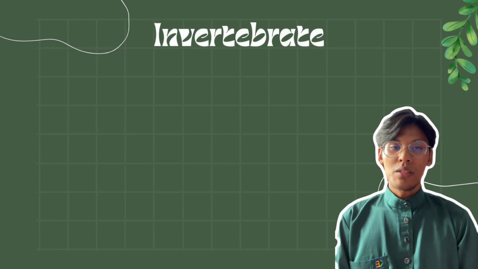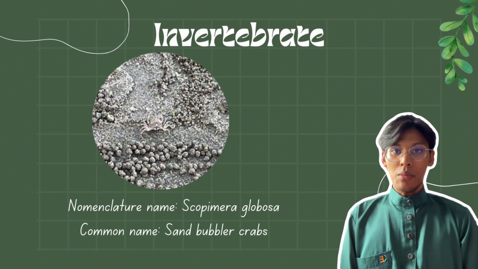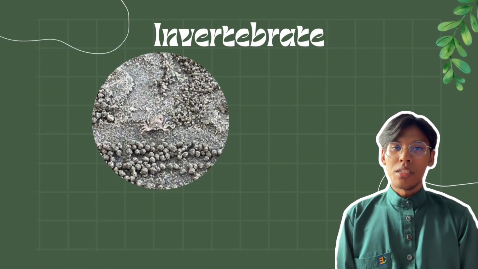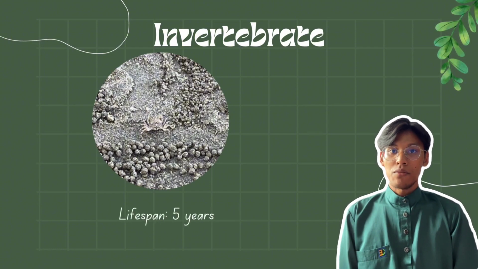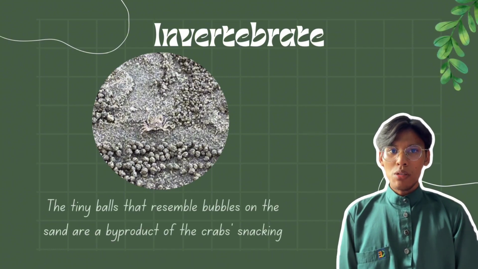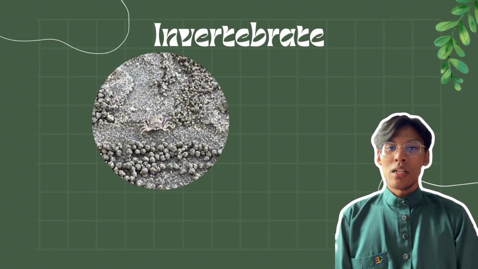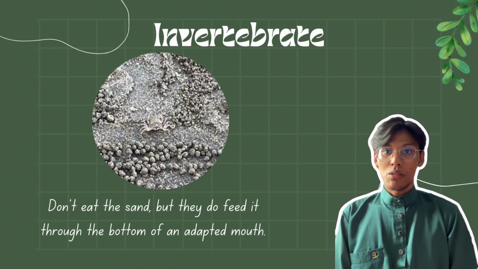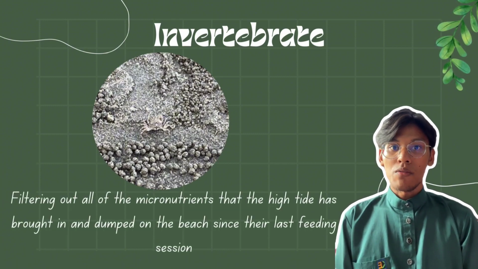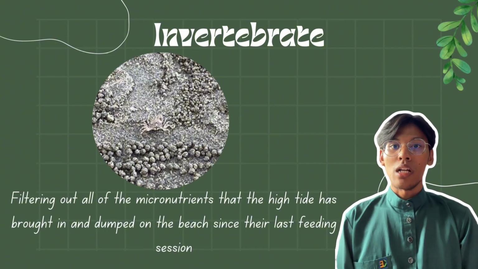The species of invertebrate animal that we found is the sand bubbler crab, or its scientific name Scopimera globosa. They mainly eat planktons and their lifespan can reach a maximum of 5 years. Basically, the tiny balls that resemble bubbles on the sand are a byproduct of the crab's snacking. They don't eat the sand, but they do feed it through the bottom of an adapted mouth of sorts, filtering out all of the micronutrients that the high tide has brought in and dumped on the beach since their last feeding session.